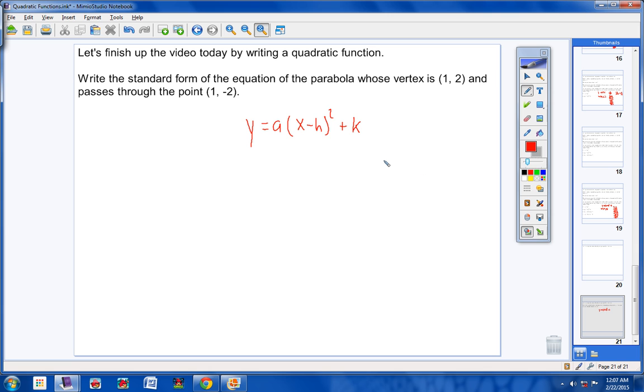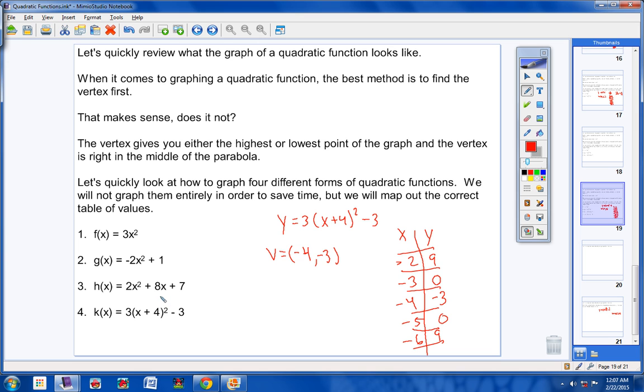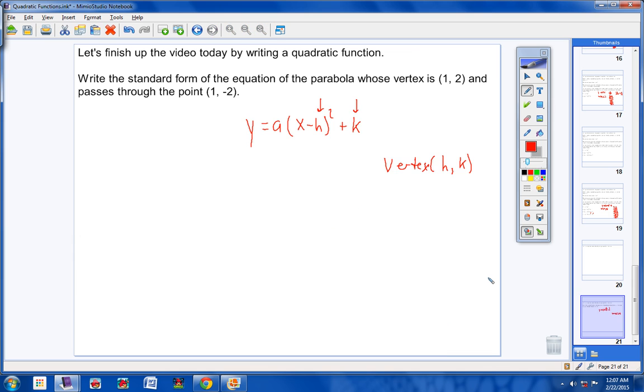Now, of course, h and k are the vertex, remember? The vertex of this quadratic function here would be (h, k). Remember, this number here and this number here give you the vertex, just like back here. This number here and this number here gave you the vertex. Changed the sign of the 4, made it negative, left the negative 3 alone. Negative 4, negative 3. So it's important that you understand this model, because we're going to use this model now to help us write the quadratic function.